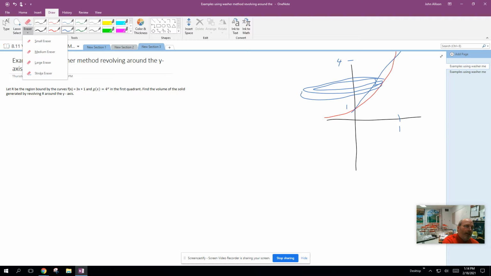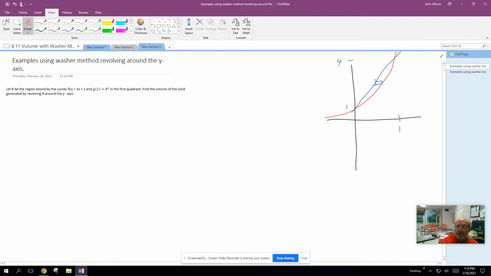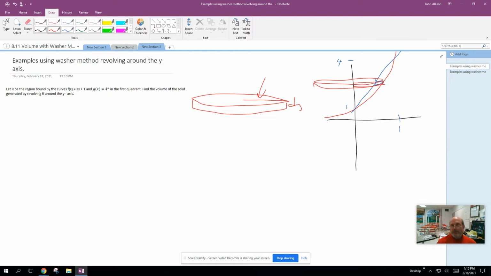Now, you know me by now, if you've watched the first two videos, I prefer to do it with one large rectangle, and then we'll generate the volume of that cross section, and then subtract out the volume of a smaller cross section. So this time we'll have dy. Now we need to know what the radius is here.